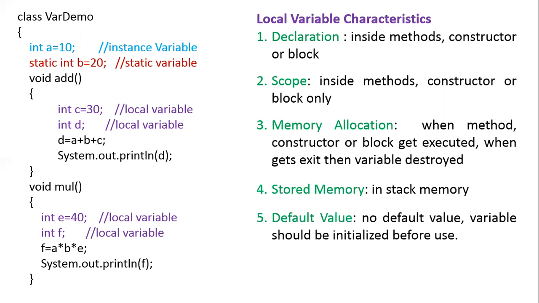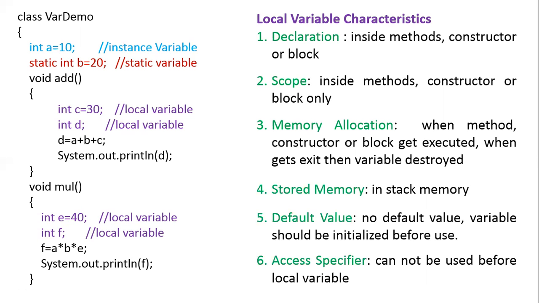Default values: these local variables have no default values. So to use those variables, we have to initialize them before using. Access specifiers: access specifiers like public, private, protected cannot be used before local variables.